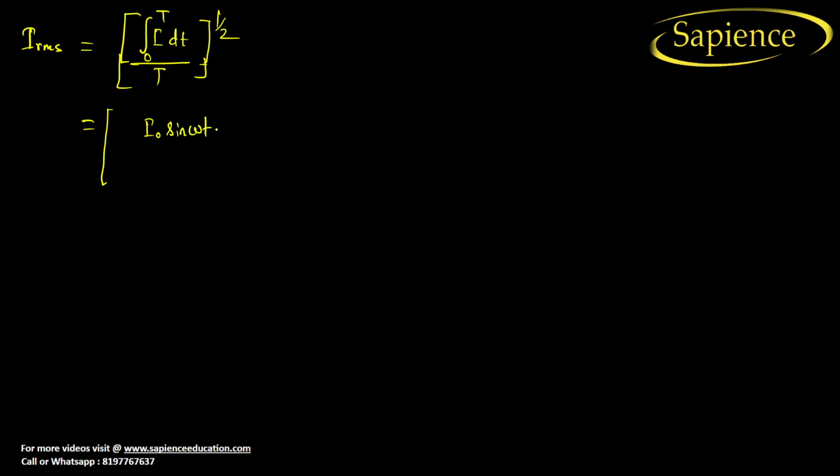First of all, again I am writing IRMS. This is equal to the integration from 0 to time period T of I squared dt, and this overall root, divided by time period T, because the integration of time will become T only. So after that, what should we do? We should put in the value of I. The value of I is I naught sine omega t.